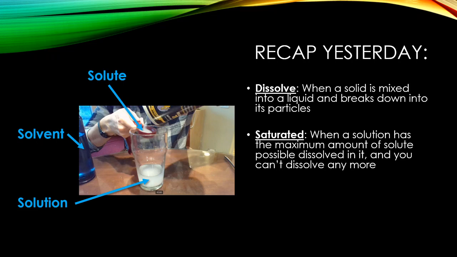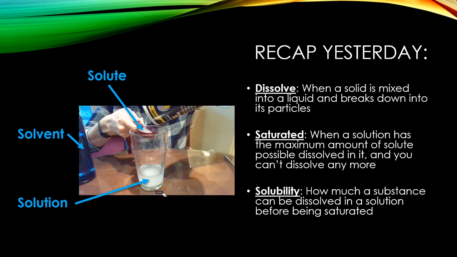That's when a solution has the maximum amount of solute possible dissolved in it, and you can't dissolve any more. So once we added a ton of salt to that water, we couldn't dissolve any more salt because that salt water was saturated. And we learned the word solubility, which is how much a substance can be dissolved into a solution before being saturated. So we saw that salt is pretty soluble. That means we can keep adding a lot of salt into water. We had 2 whole tablespoons before that water got saturated. So salt is highly soluble compared to something like sand, which isn't very soluble.